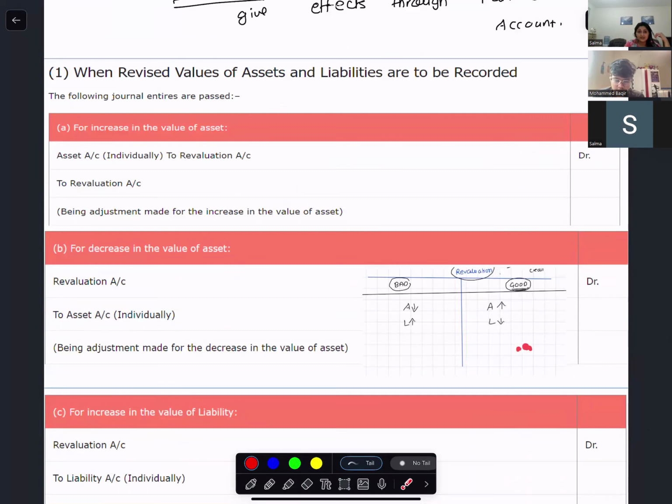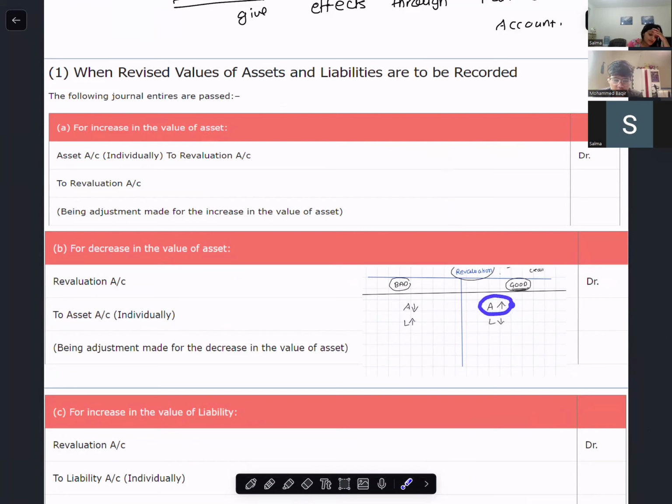If you're asked to pass the journal entries, so if there is an increase in the value of the asset, what is the entry you will pass? Asset account debited, to the revaluation account. Is an increase in the value of the asset good or bad? It's a good thing. So for an increase in the value of the asset, what is the journal entry that you will pass?